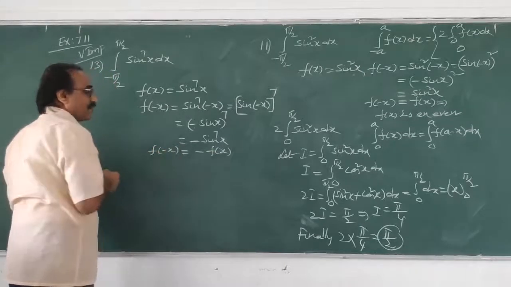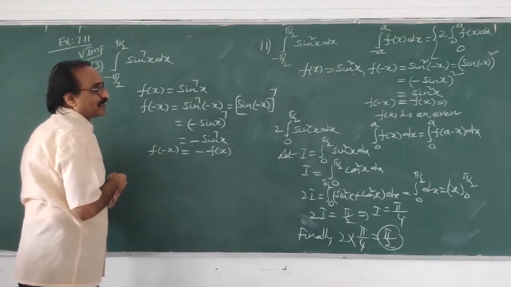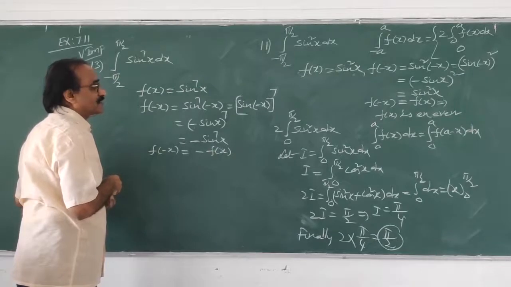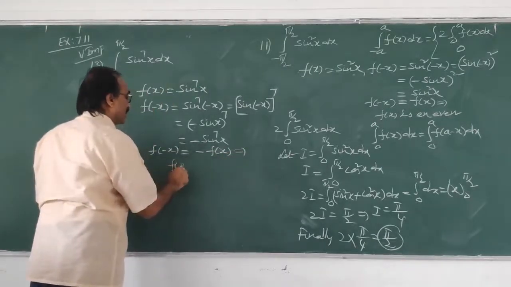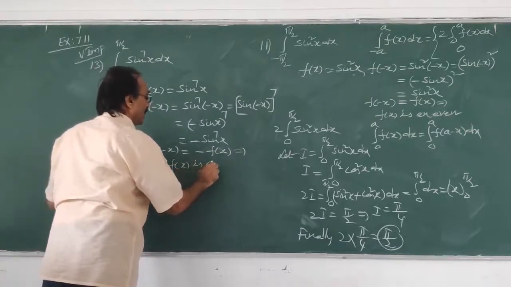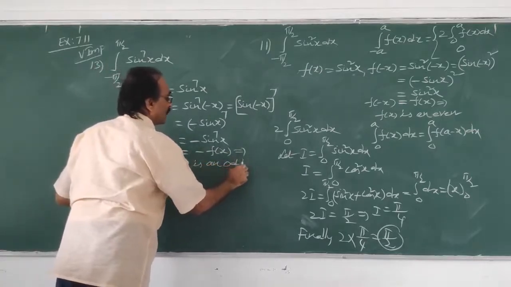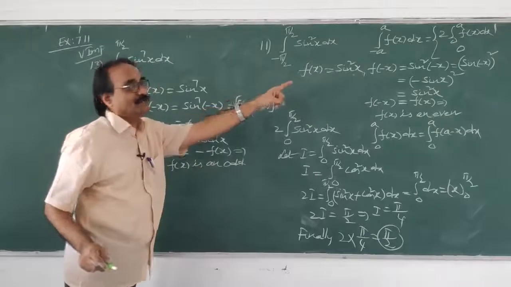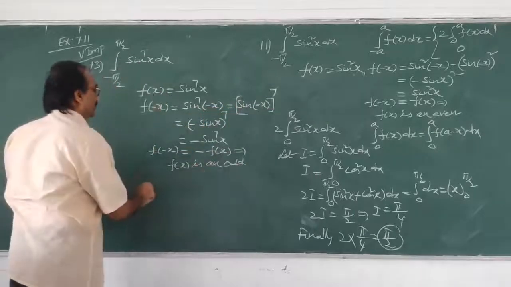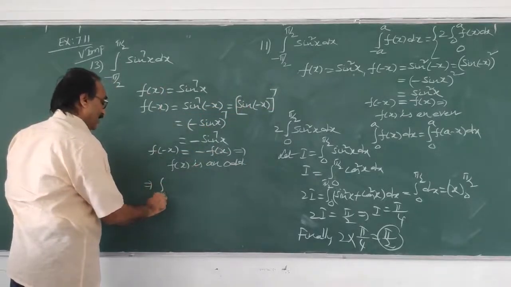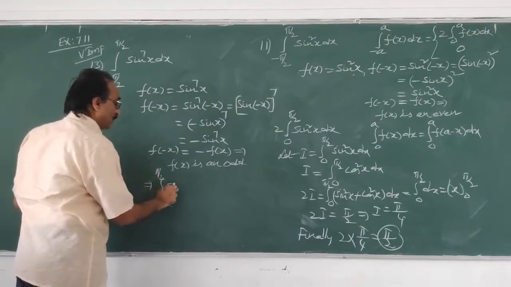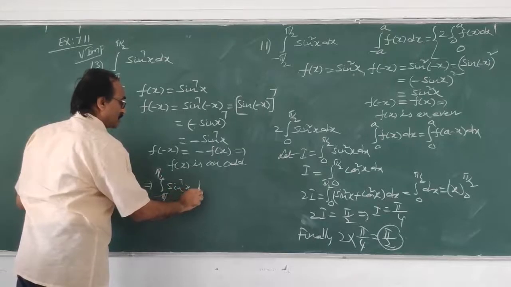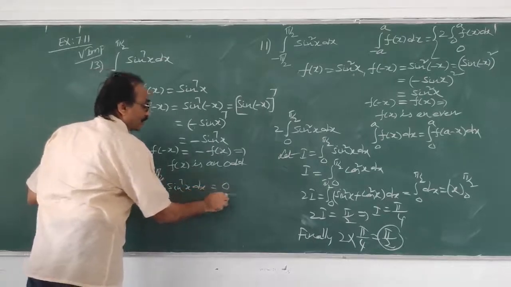Which means minus f of x. So f of minus x is equal to minus f of x. What does it mean? This implies f of x is an odd function. When it is odd, what is the value? Zero. This implies integral minus pi by 2 to plus pi by 2 of sine power 7 x dx is equal to 0.